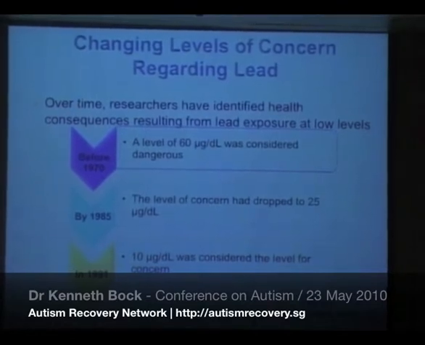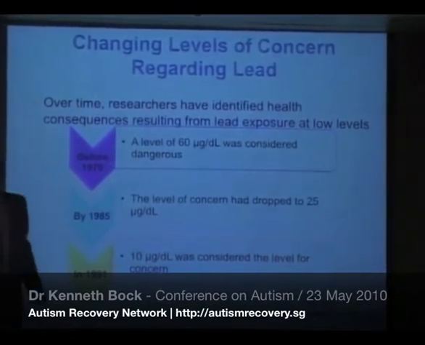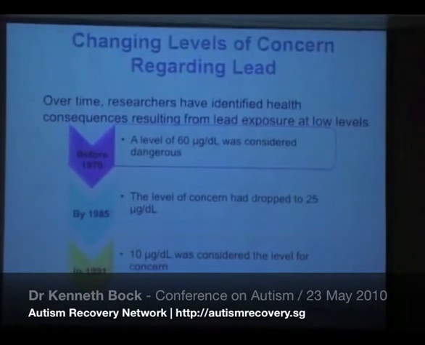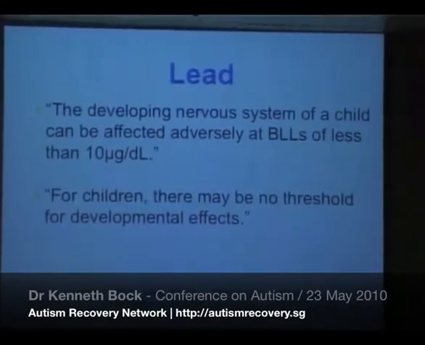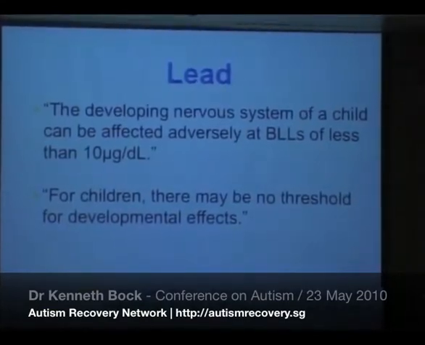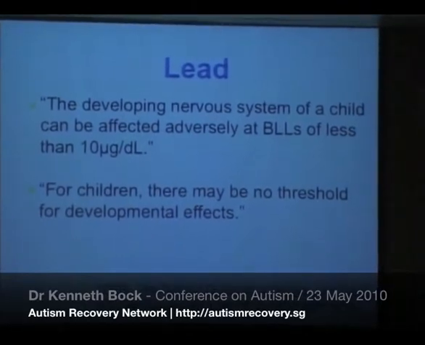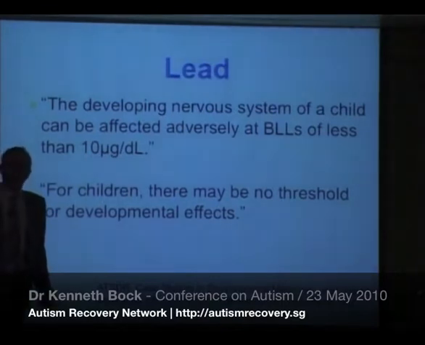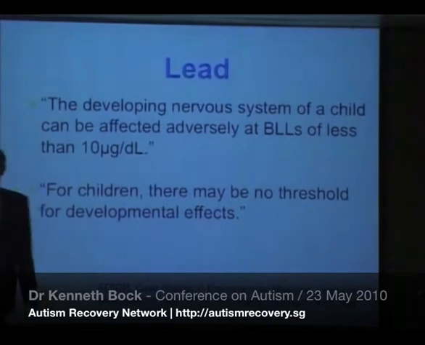The problem is, in the intervening 20 years, especially in the 2000s, there's all this medical literature showing that lower levels of lead are problematic to the developing nervous system of children. They can be affected at blood levels less than 10. And for children, there may be no threshold for developmental effects. Yet we've still kept the level at 10. So if you go to your pediatrician, and your lead level is 9, he says, oh, it's 9, it's below 10, it's okay. That's not okay.